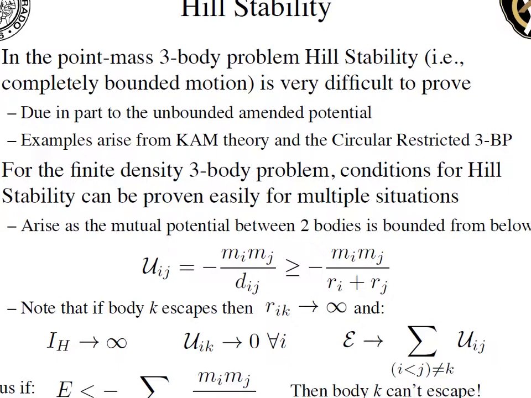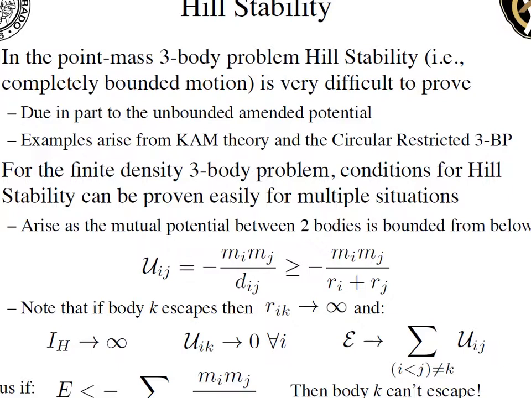And in terms of the amended potential, we note that if a specific body escapes, then all the relative distances to that body go to infinity. The moment of inertia goes to infinity. The mutual potentials with that body all go to zero. However, for the bodies that remain, they still stay finite. And the amended potential now approaches some finite value that's negative. Thus, if the energy is ever less than this summation, which is the lower bound of these mutual potentials, then the body K can't escape.